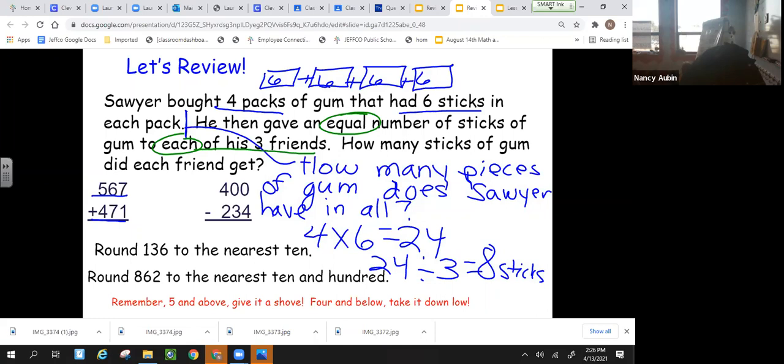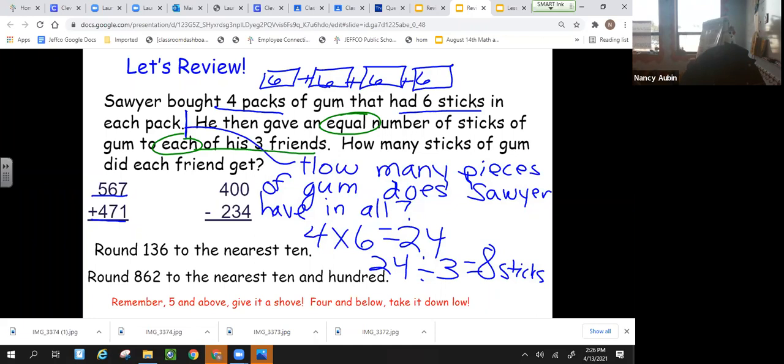Make sure you're writing. I see some mistakes. Don't forget a comma, your first one. If your answer doesn't require a comma, you did something wrong. For the addition one, 567 plus 471, you should have it written down. Here's your working.